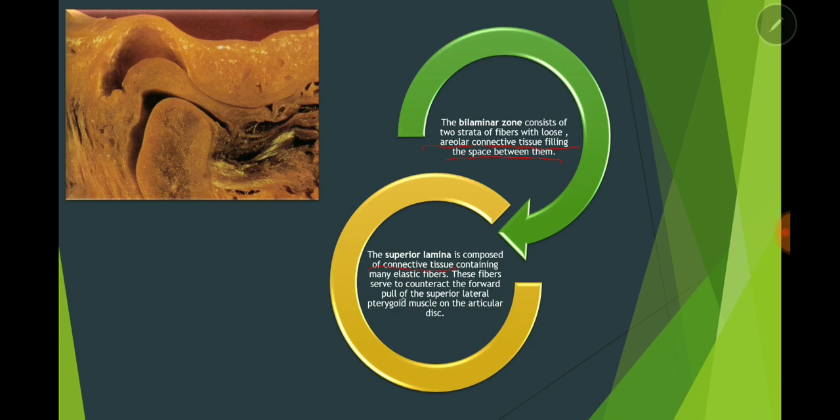These fibers serve to counteract the forward pull of the superior lateral pterygoid muscle. The bilaminar zone is this one. It's called the bilaminar zone because you can see it's laminated here and here. This area counteracts, meaning prevents the disc from moving too far forward. The bilaminar zone has elastic tissue, so it stretches, so that when you relax, it pulls the disc back.